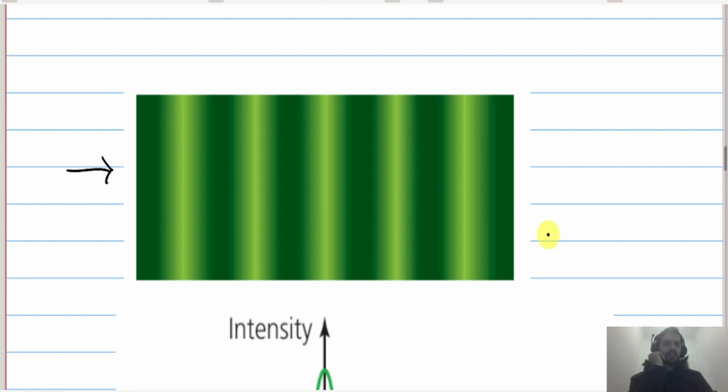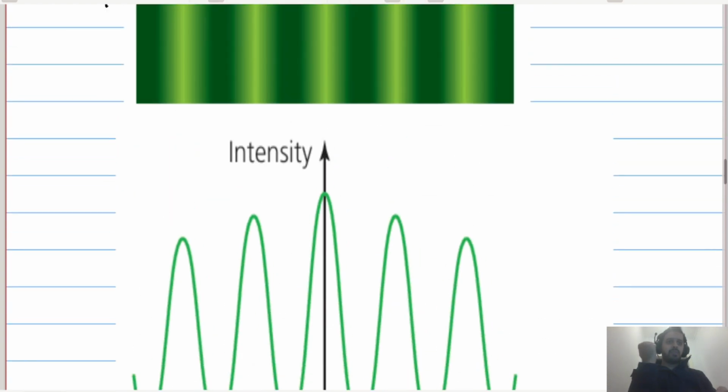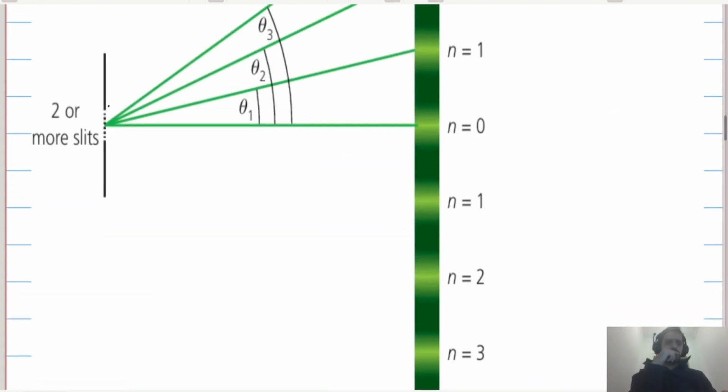And what you're looking here is basically an interference pattern, and these bright lines are the points where light is interfering constructively. So this is constructive interference, and these dark spots or these dark lines are the points where light is interfering destructively. I've already explained constructive and destructive interference in my previous videos. If you are still confused about how constructive and destructive interference occurs, you should watch my previous videos.